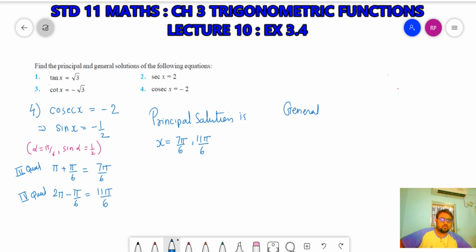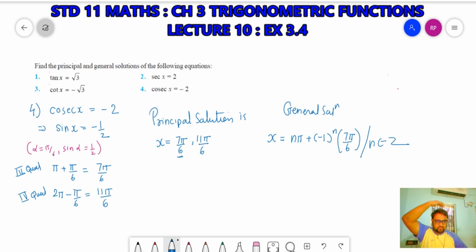For the general solution, the formula for sine is x equal to n pi plus minus 1 raised to n times alpha. Here it's not alpha; we will take 7 pi by 6, that is the first angle. So x equal to n pi plus minus 1 raised to n times 7 pi by 6, such that n belongs to Z. So this is the principal solution and general solution. For sine, it's n pi plus minus 1 raised to n into the angle. Note down question number 4.